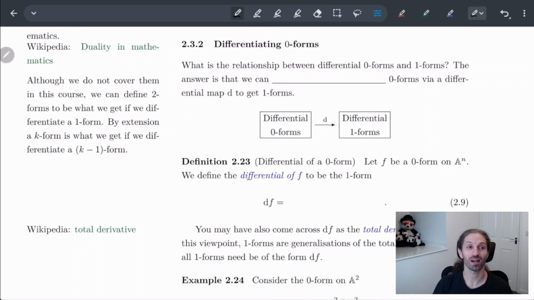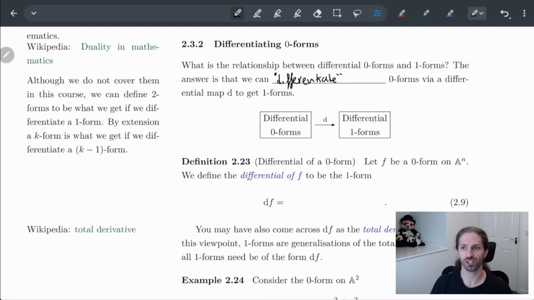Hiya! So in this video, we're going to start looking at differentiating zero forms. And basically the question we're asking here is, what's the relationship between a differential zero form and a differential one form? And in essence, the answer is that we can differentiate zero forms via differential map d to get one forms.